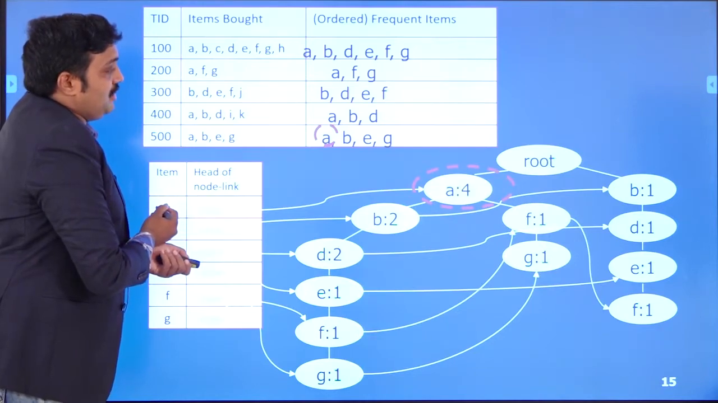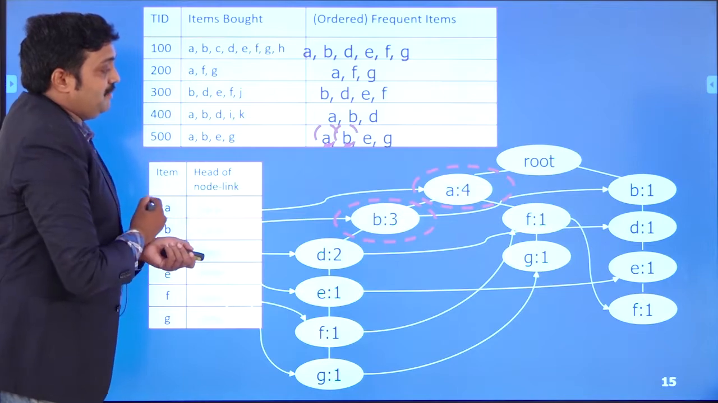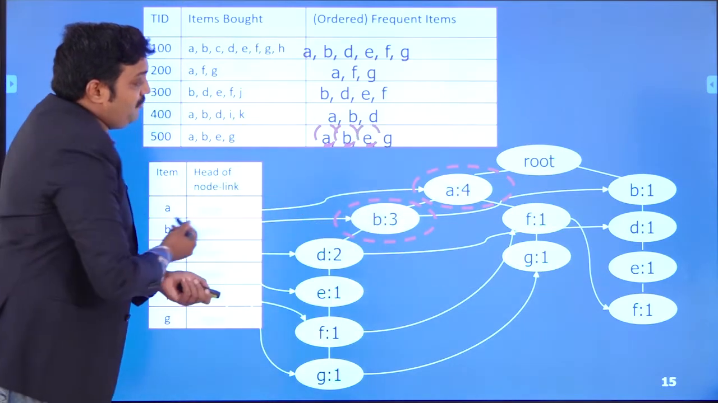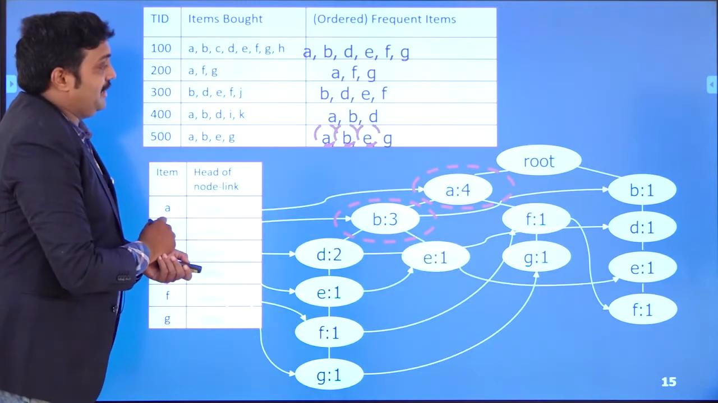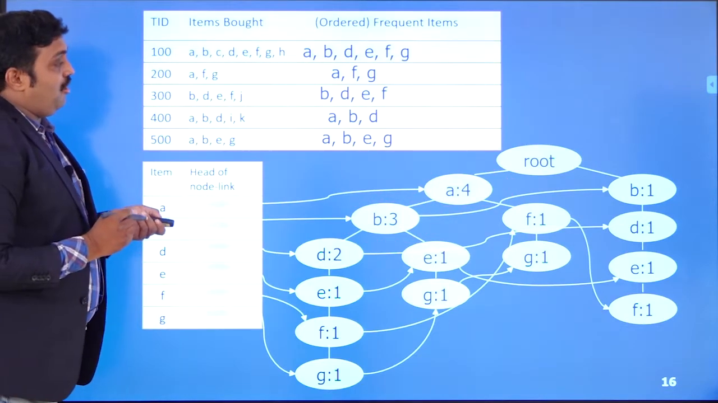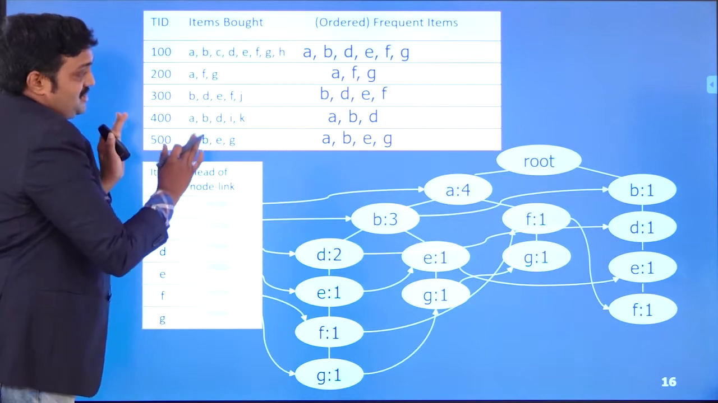For transaction 5, A is available, increment to 4. B is immediate, so we take the same order and increment the B value. Then E, not in the same order. E is then immediate, so I go with the B, incrementing. Then G, linking. This is the way we construct the overall FP tree for step 2.